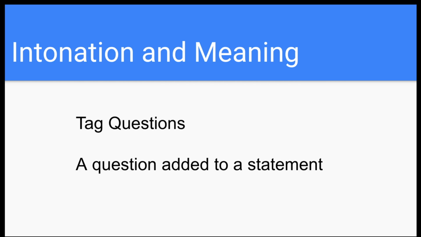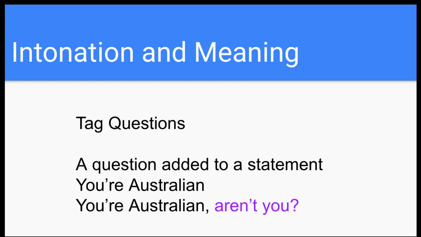So for example, you're Australian. Okay, not a question, it is a statement. It could sound like a question if we use a raised intonation, like you're Australian? So Australian, okay, it can become a question. Another common way to make it a question is to add a tag to it. So a tag is just the purple part here where we're adding something to the end in order to make it a question.